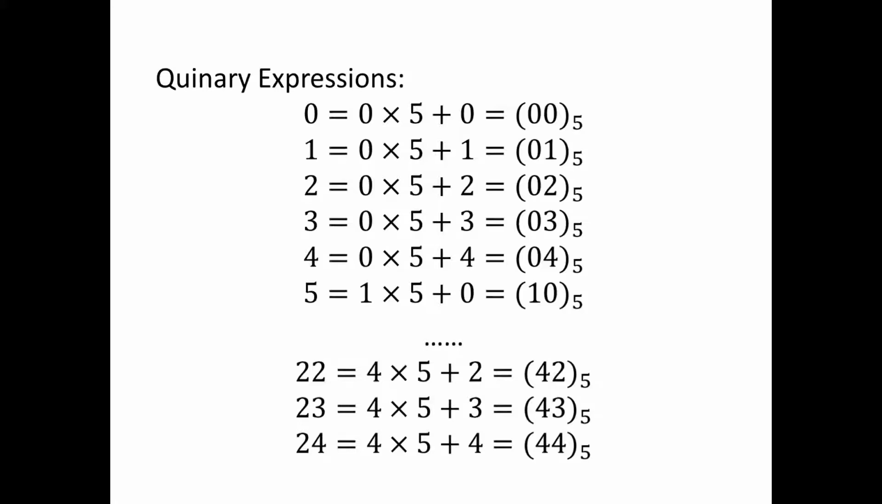22 is 4 times 5 plus 2, so it can be expressed as 4, 2, base 5. And 23 is 4, 3. 24 is 4, 4. So all these 25 numbers are expressed in quinary expressions, all 2 digits, from 0, 0, 0, 1, all the way to 4, 4.